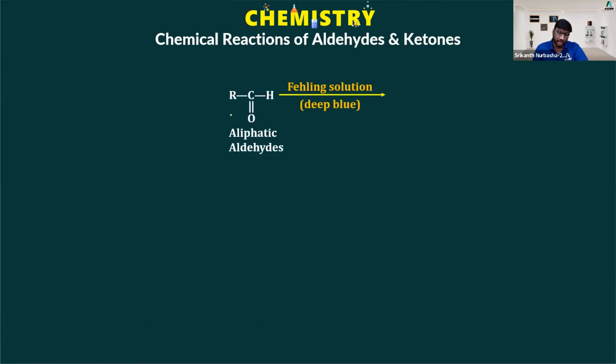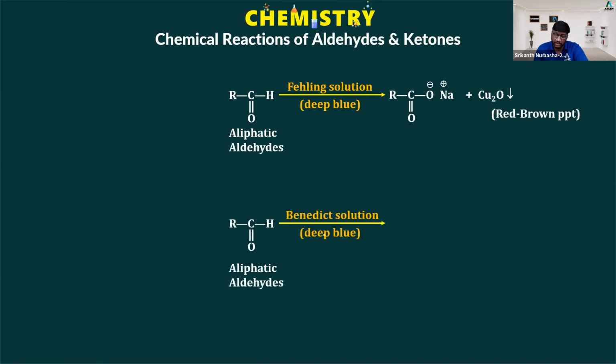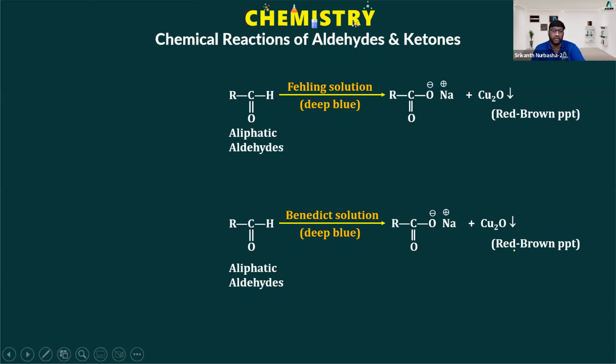Yeah, aliphatic aldehydes, Fehling's solution, deep blue. It will form a milder oxidizing agent. So it will convert the respective RC double bond H to RC double bond O minus Na plus, and Cu2O is released out. Same with Benedict's solution, deep blue color: RC double bond H, aliphatic aldehydes, will convert to the respective carboxylate RC double bond O minus Na plus and Cu2O, a reddish brown precipitate.